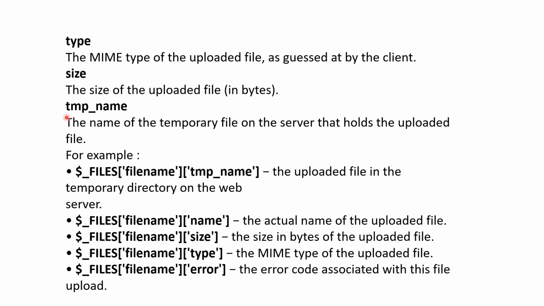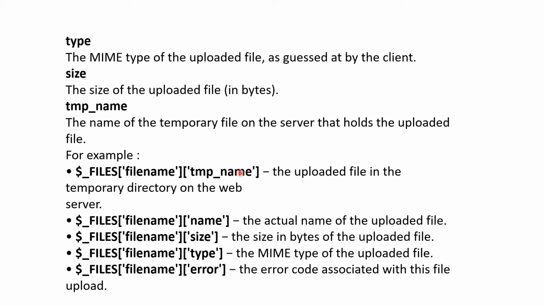Then the next one is tmp_name: the name of the temporary file on the server that holds the uploaded file. If the user attempted to upload a file that was too large, the name is reported as none. Consider an example here.